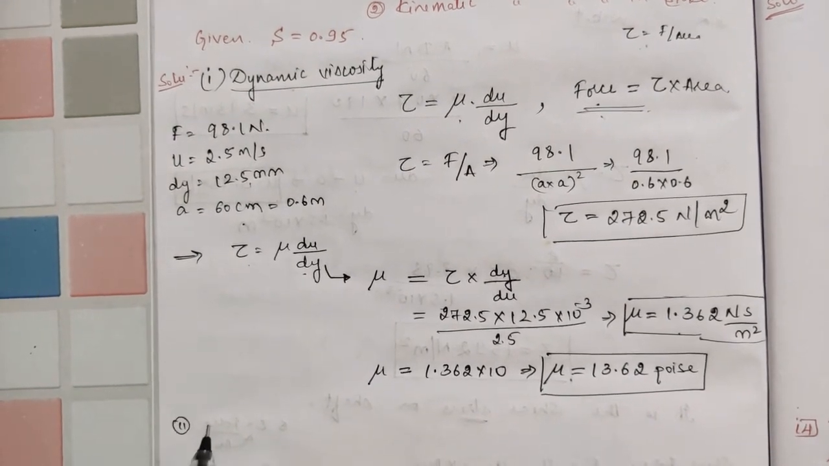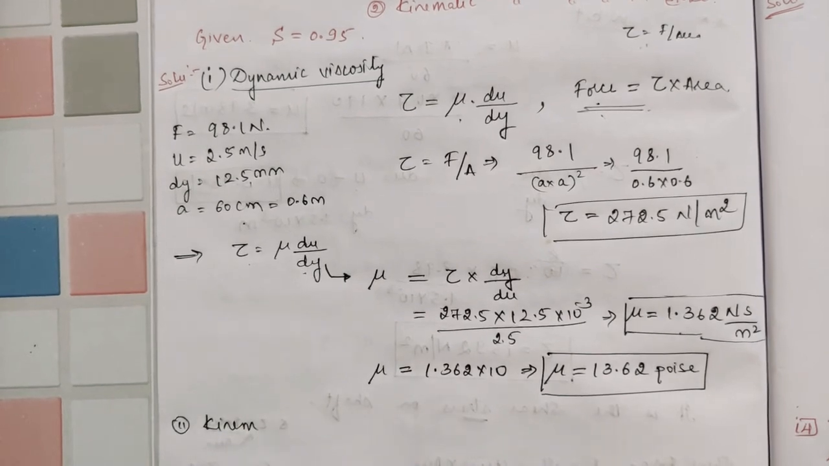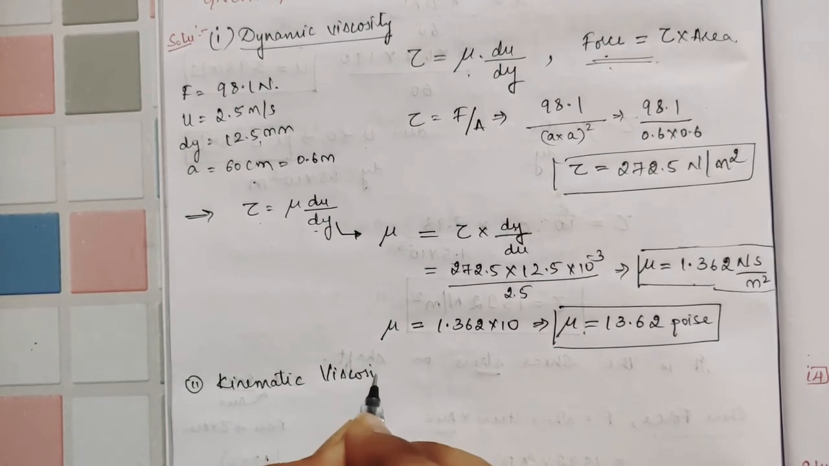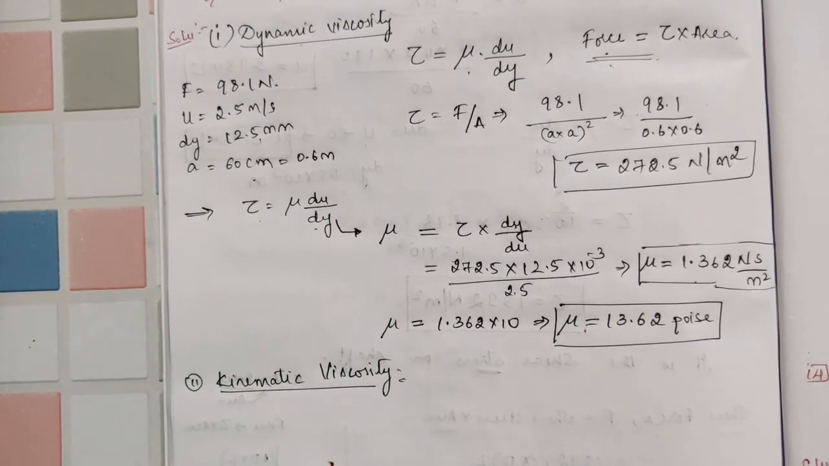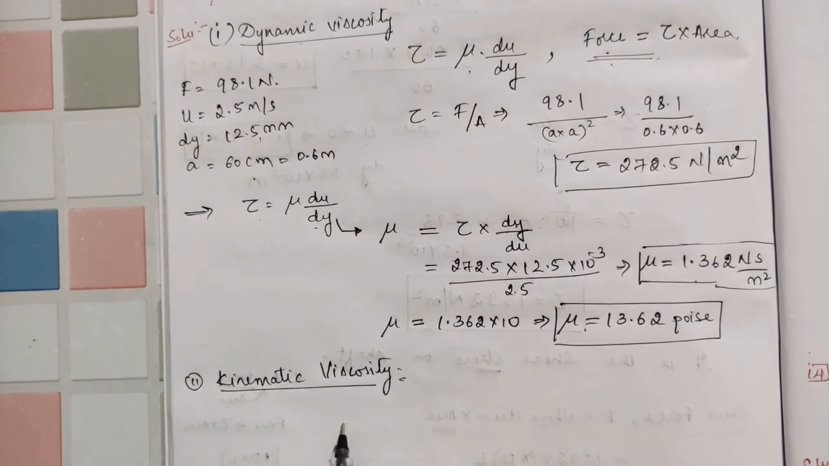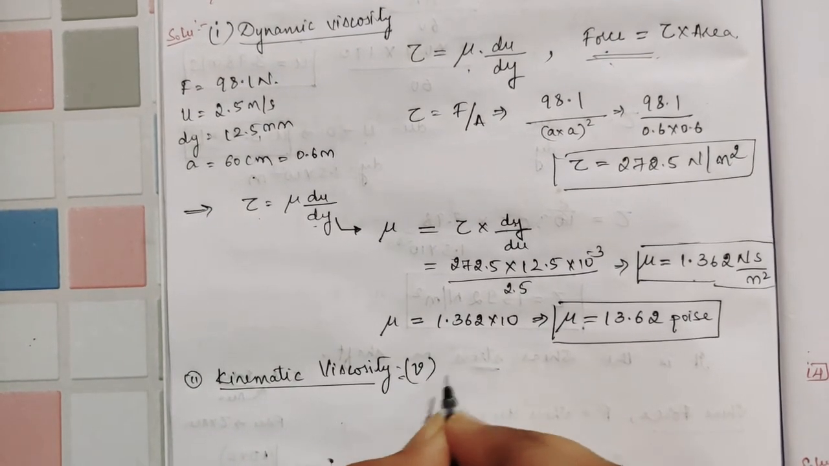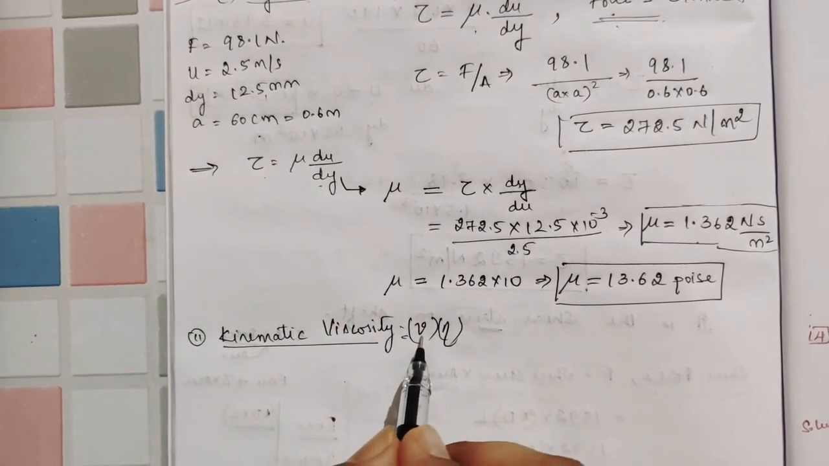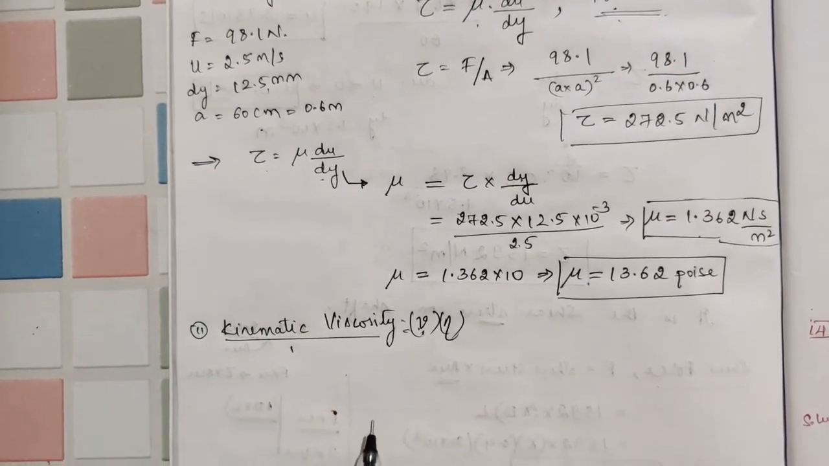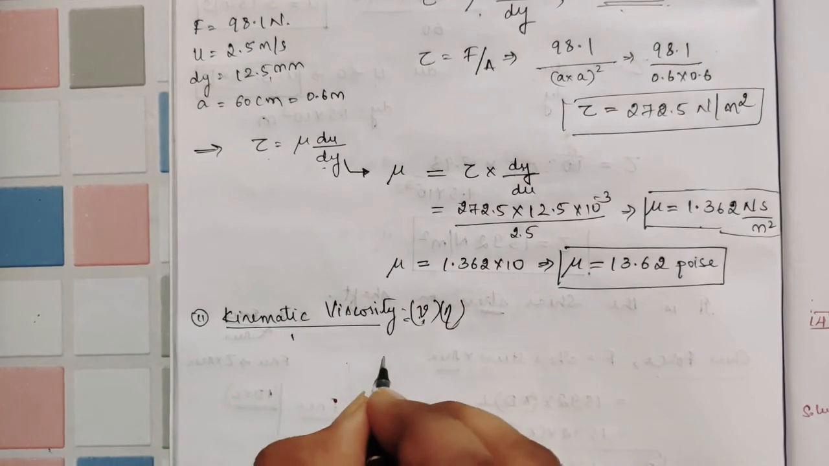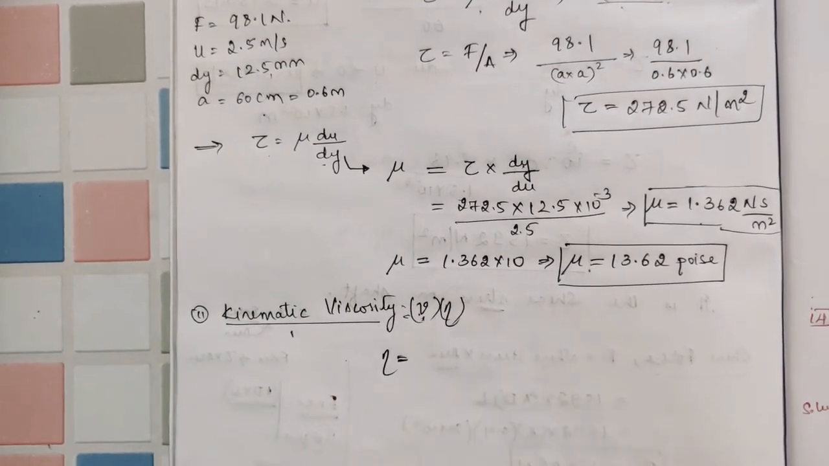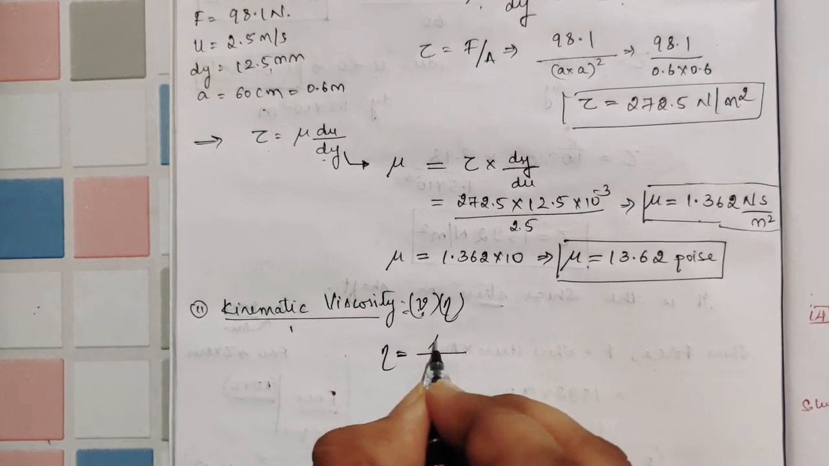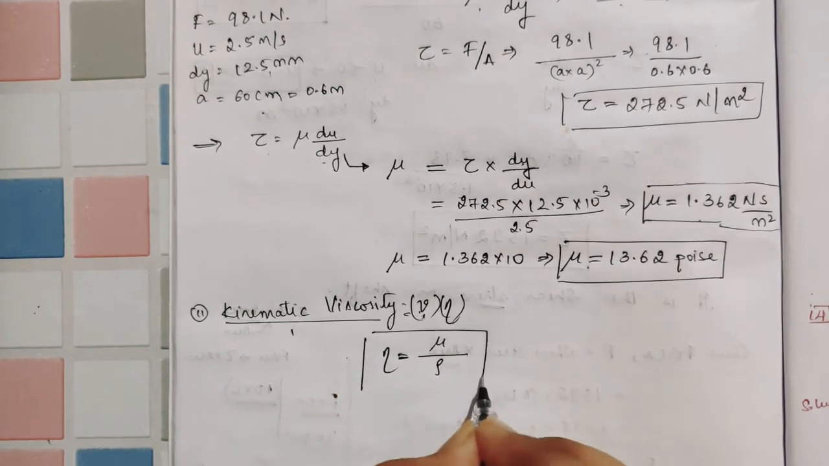Now I'll take the second part, that is kinematic viscosity. Remember the formula of kinematic viscosity. You can use either nu or eta, any one you take, but whenever you write it, just mention what it is. So eta is equal to kinematic viscosity, which is the ratio of the dynamic viscosity to the density, correct?